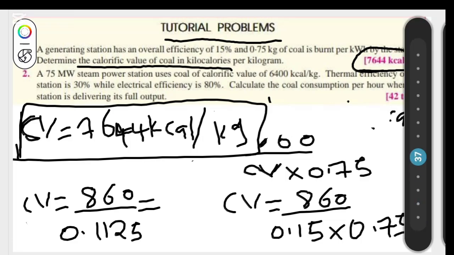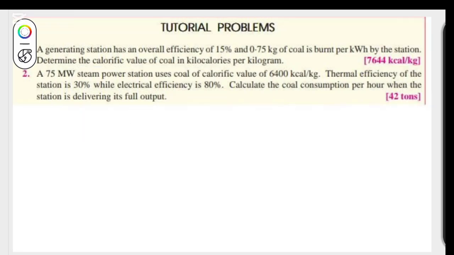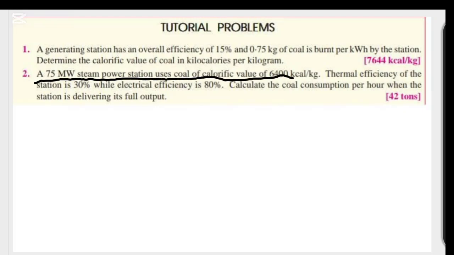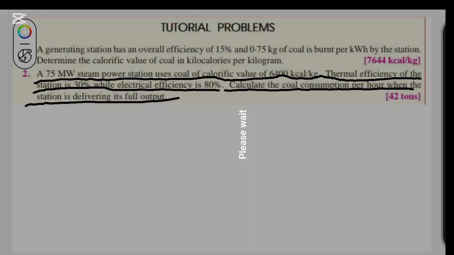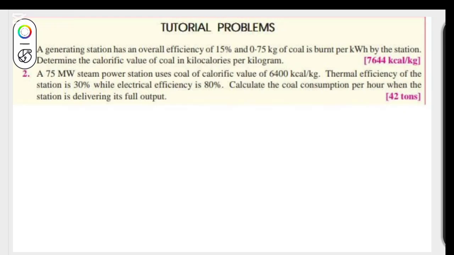So the next question says a 75 megawatt steam power station uses coal of calorific value of 6,400 kilocalories per kg. The thermal efficiency of the station is 30%, while the electrical efficiency is 80%. We have to calculate the coal consumption per hour when the station is delivering its full output. So you have to take note of that.